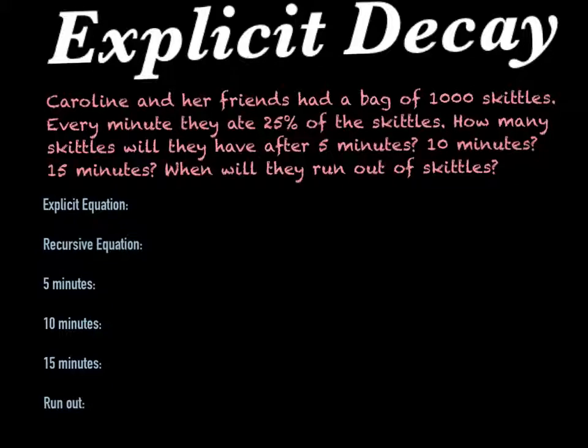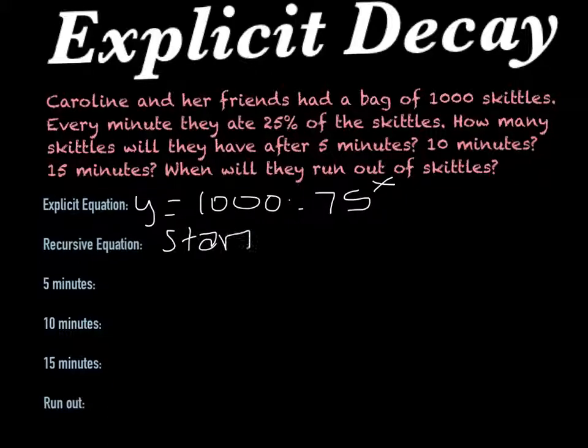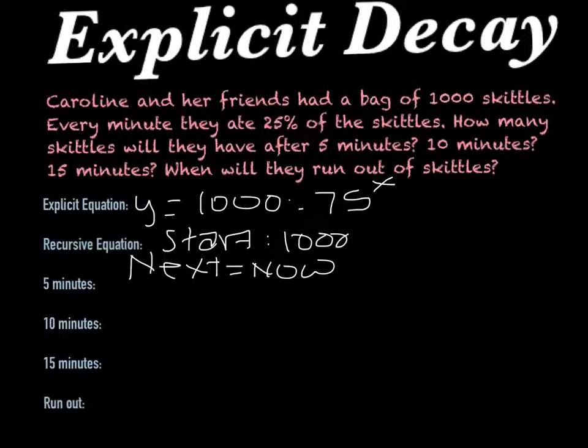The explicit equation is y equals 1,000 times 0.75 to the x power. The start is 1,000, and it's next equals now times 0.75, because they're decreasing 25%. If they were increasing 25%, it would be 1.25.